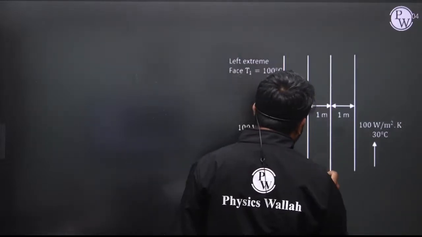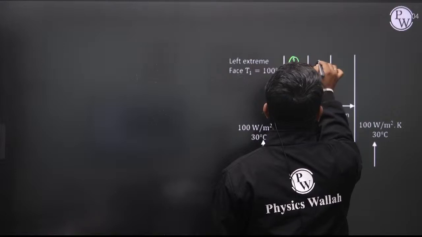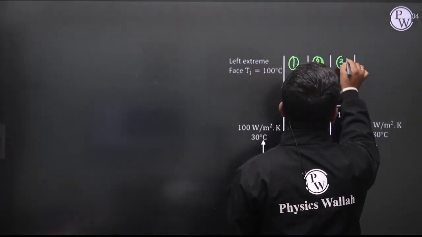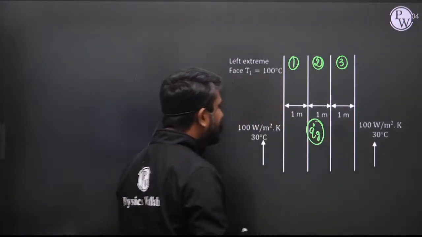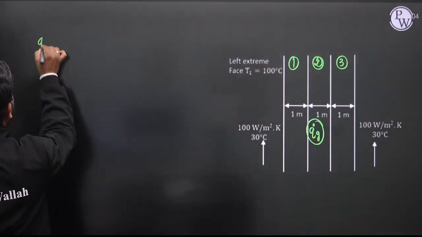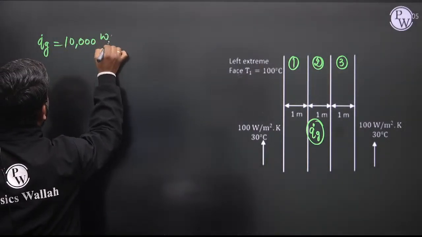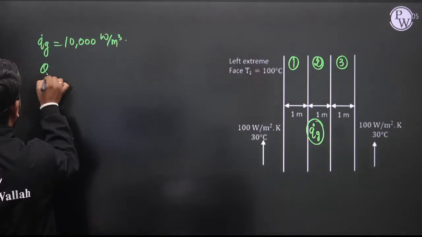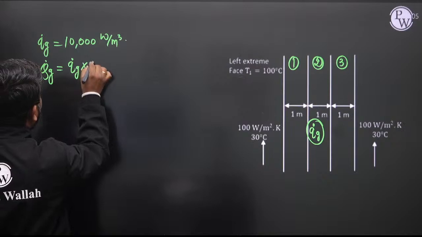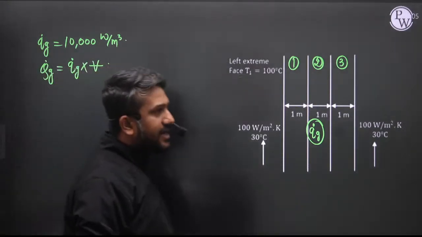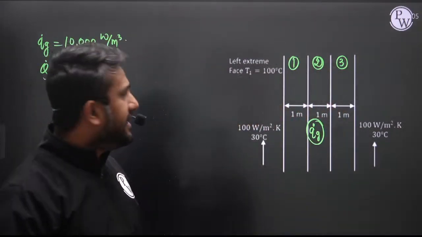Now see here. What is the average value of heat generation in the slab, in the mid slab? Let us consider this is slab number 1, this is slab number 2, and this is slab number 3. Let us consider the heat generation as Q dot G, which is 10,000 watt per meter cube. The total heat generation is simply Q dot G multiplied by volume.